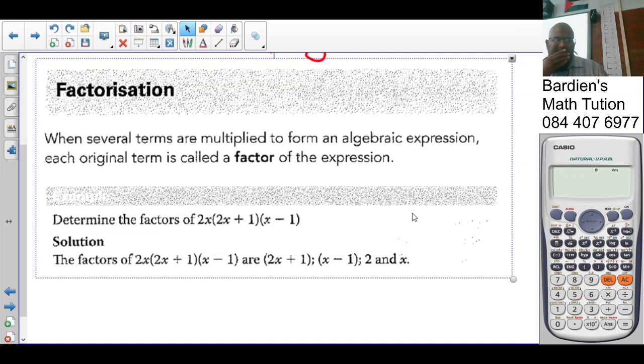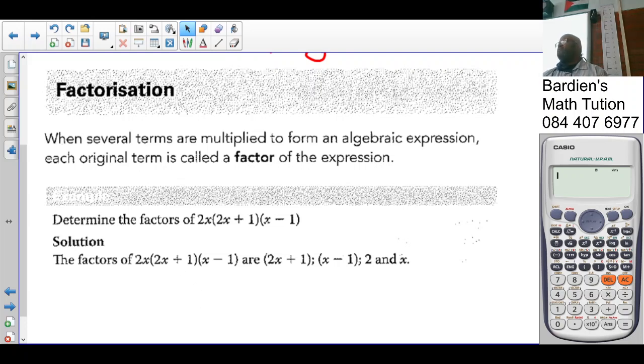Okay. So the question says determine the factors of 2x times (2x plus 1) times (x minus 1). So the factors of that expression are 2x plus 1, x minus 1, 2 and x. So all of those are factors, which means to say it can be divided into the given expression without a remainder, basically. You understand? There's more than that factors as well. 2x is also a factor, so it can also divide into this expression without a remainder. As you can see, they broke up 2, they broke up x. You can have a factor of x minus 1 times 2 as well. It's basically different setups of factors.